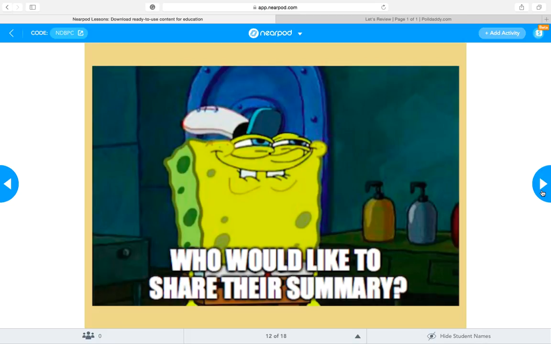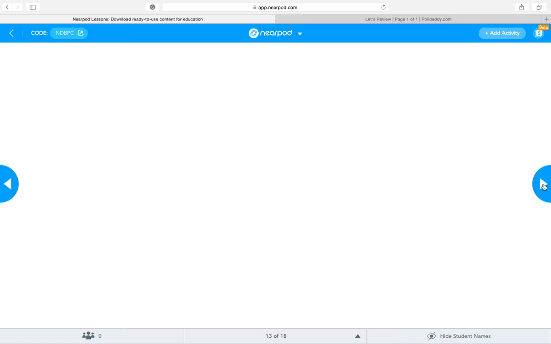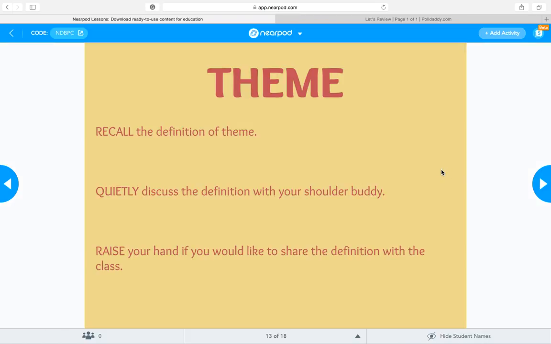So I made this meme and it just says who would like to share their summary. I thought this was kind of cute. Obviously fourth graders are going to know who SpongeBob is and they might think it's funny, which might encourage them to share. And so after all the students that would like to share their summary shared, we would hop right into theme.